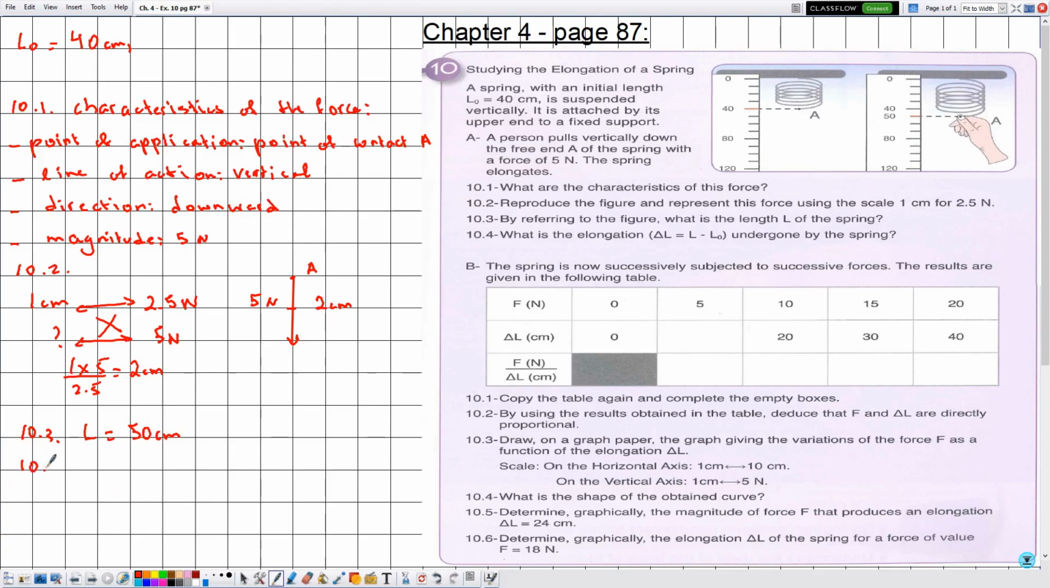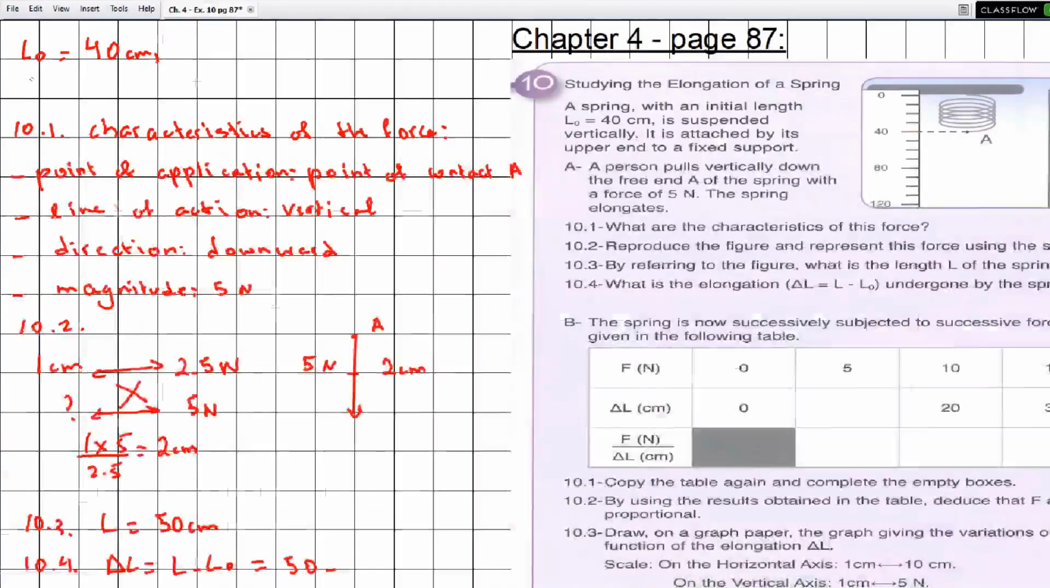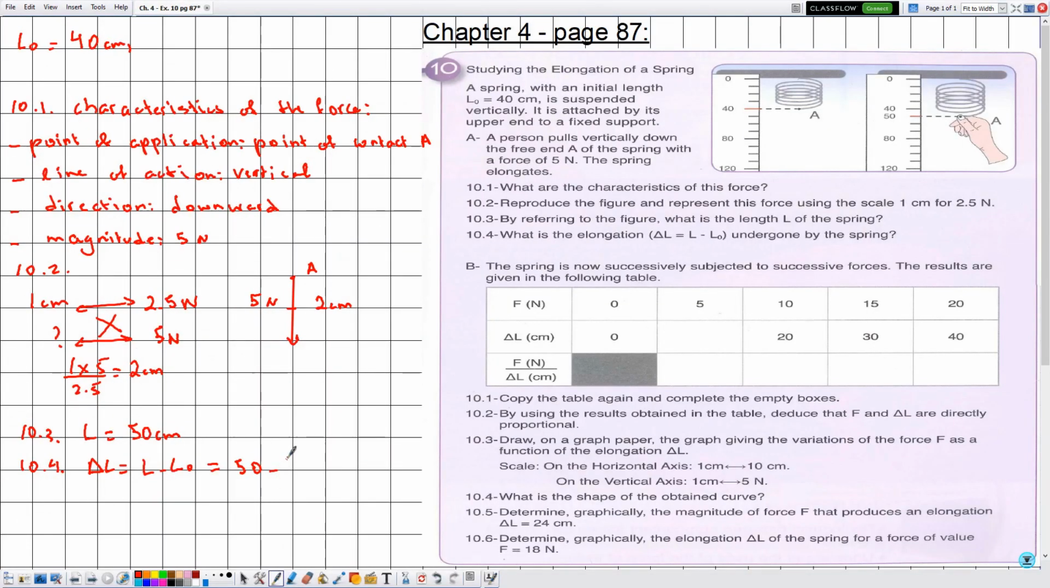Now in 10.4, they are telling me what's the elongation delta L, which is given by L minus L0, undergone by the spring. So we already know the value of L, which is given by 50, and we know the value of L0 here to be given by 40 centimeters. This will give us 10.